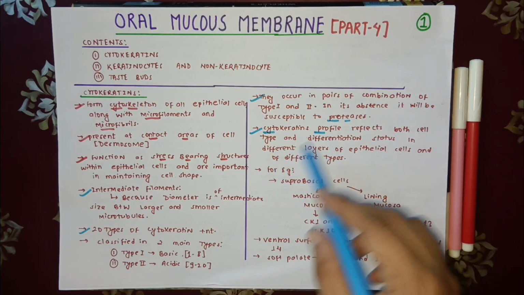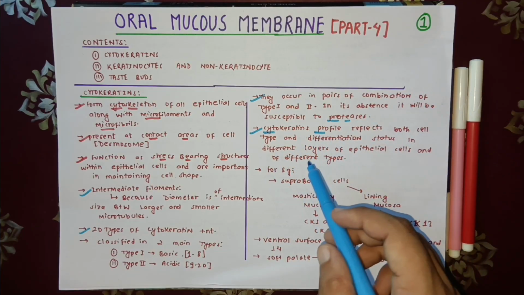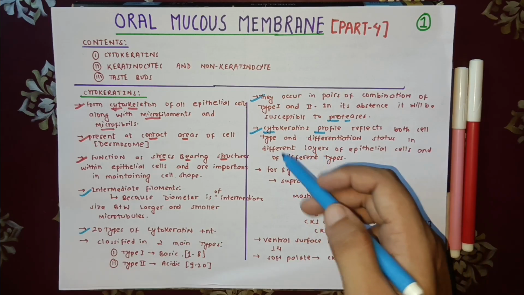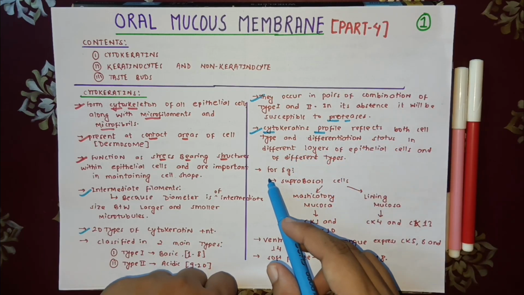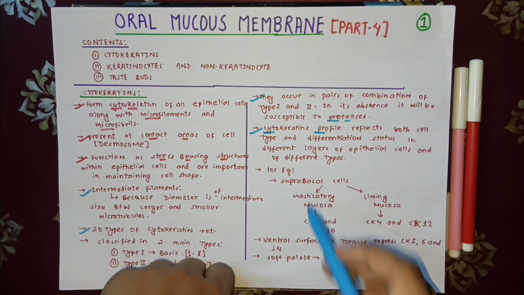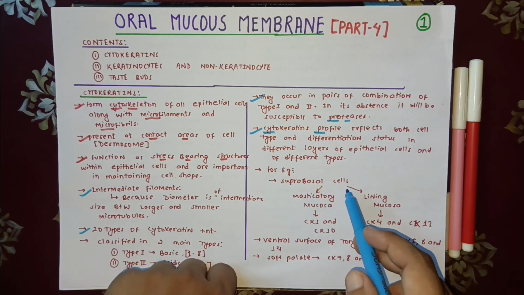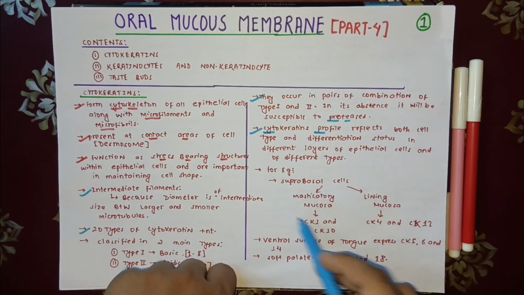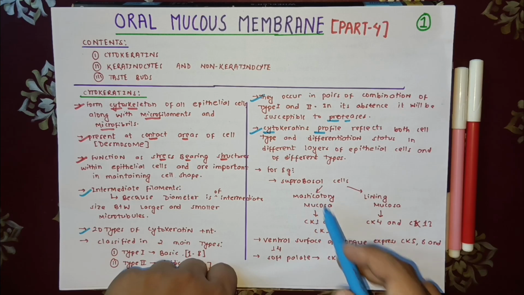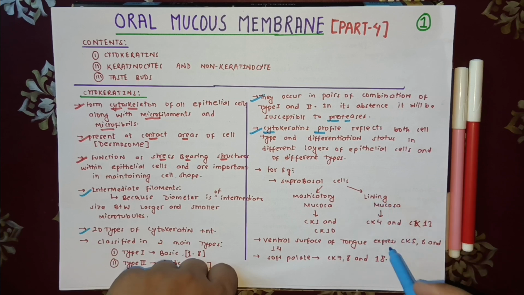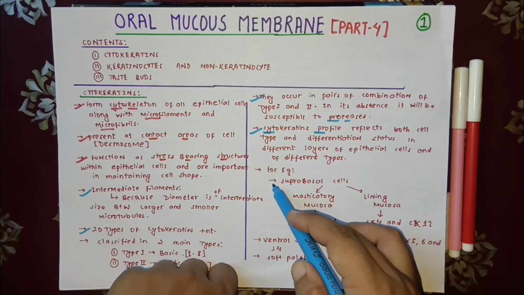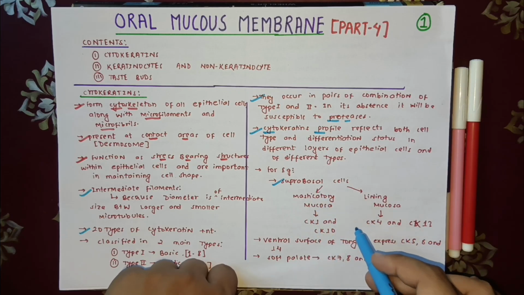So the thing that is written here, you should also understand this. Cytokeratins have their own importance. For example, in the suprabasal cells of the masticatory mucosa, we can see cytokeratin 1 and cytokeratin 10, and in the lining mucosa there is cytokeratin 4 and cytokeratin 13. This can be asked in an MCQ exam, so you can remember this.